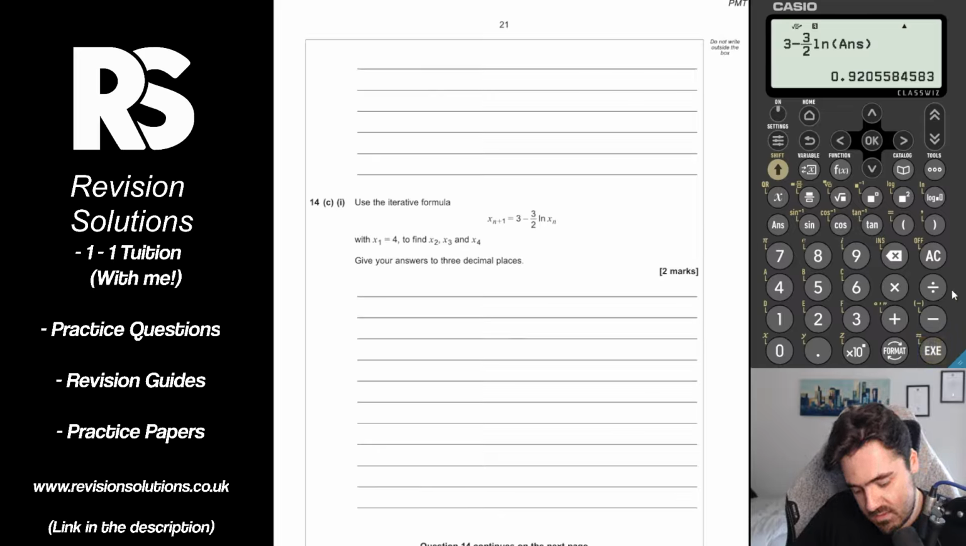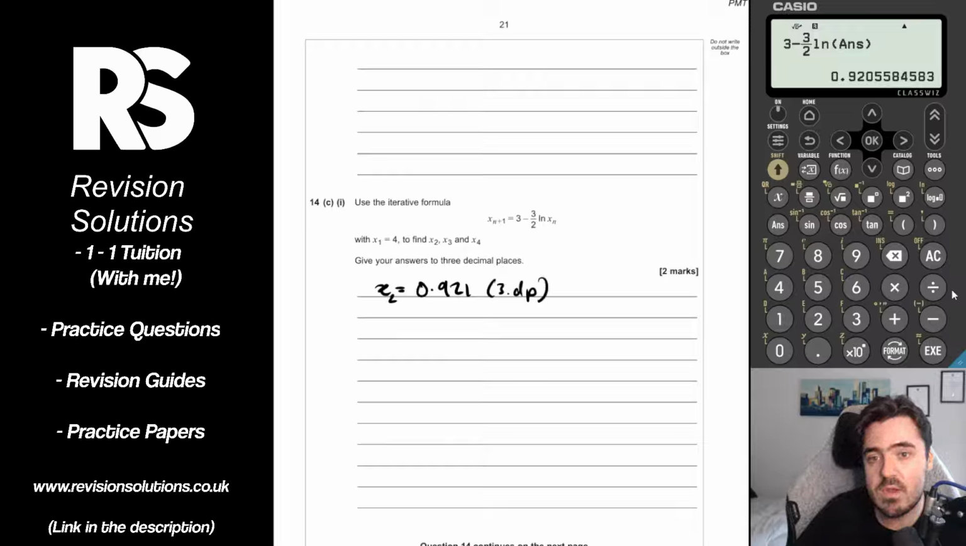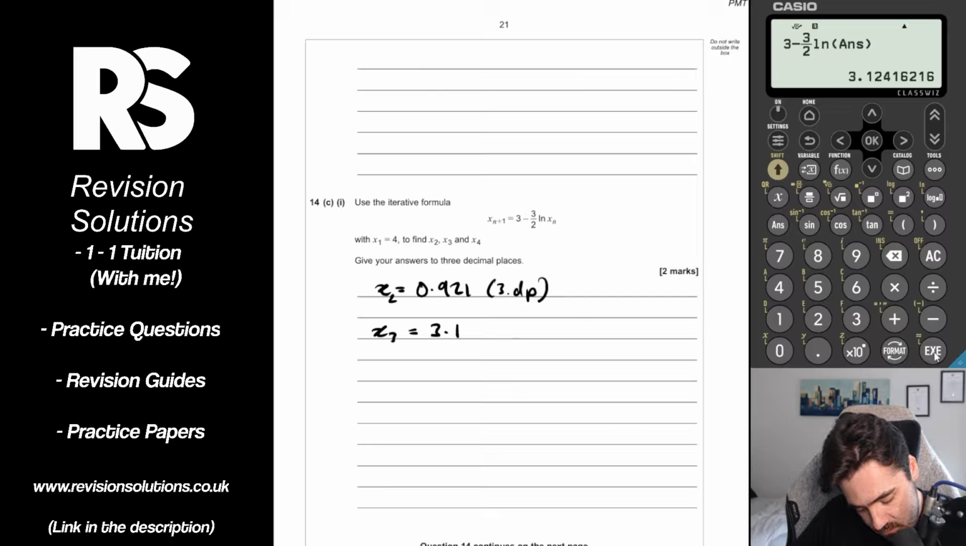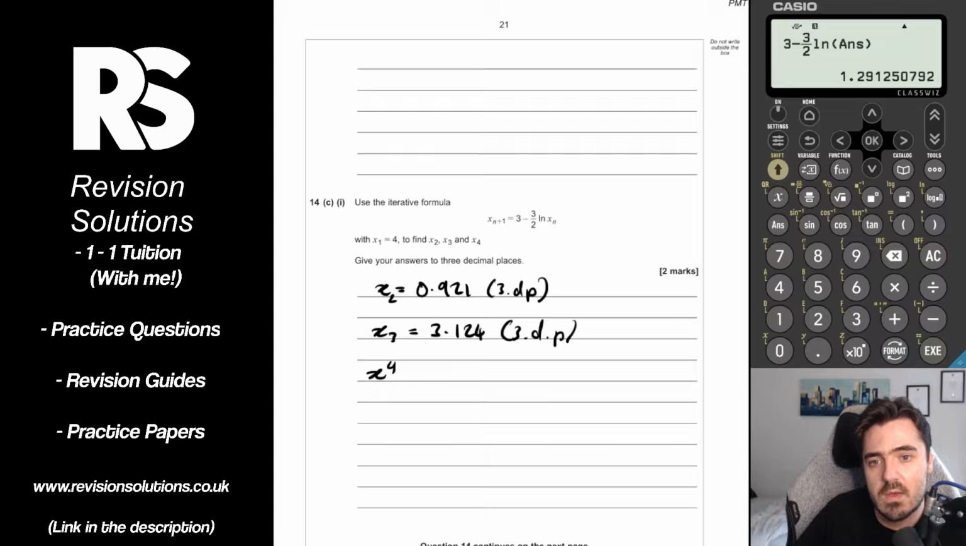So it's going to give me x2 to be 0.92, to 3 decimal places, 0.921. And then now 0.921 is stored as the answer, so all I have to do is hit execute again, and it will plug it back through for me. So that gives us x3 is 3.124 to 3 decimal places. And then hitting execute one more time, x4 would be 1.291.